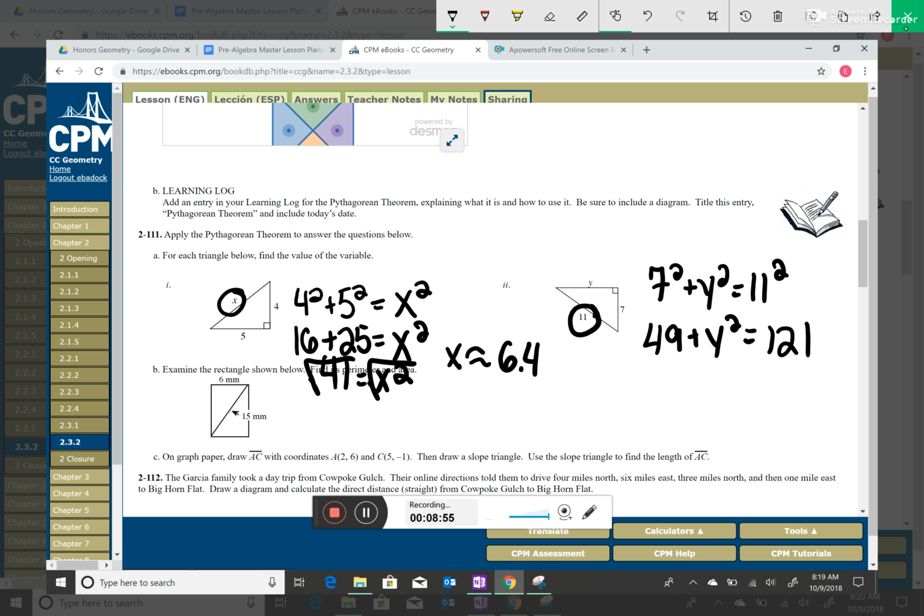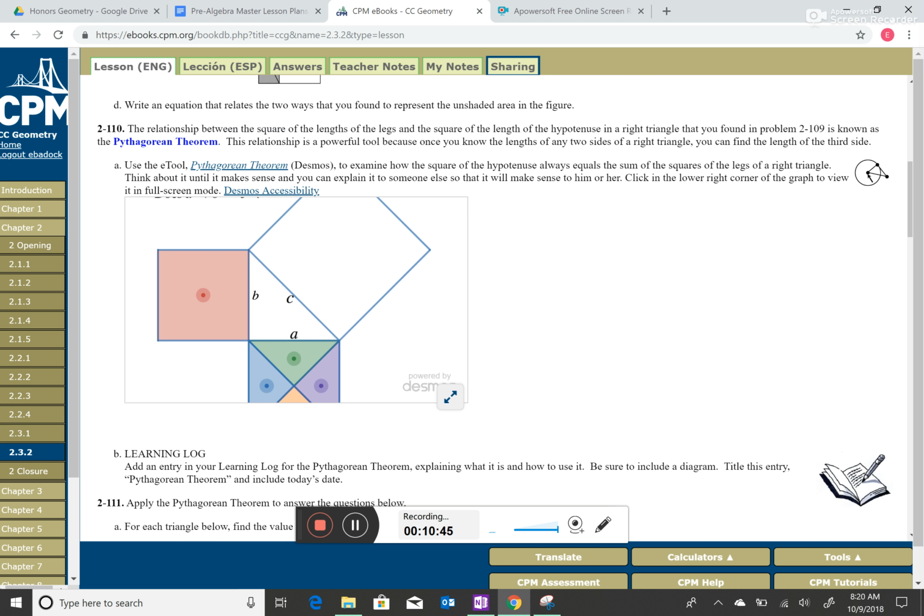I am going to get y by itself by subtracting 49. So y squared is going to equal 72. And then the square root of 72 is going to be 8.5. Okay, so the reason we are always taking the square root is because if you go back up here, everything is based off of squares. So squares and square root directly relate to each other.